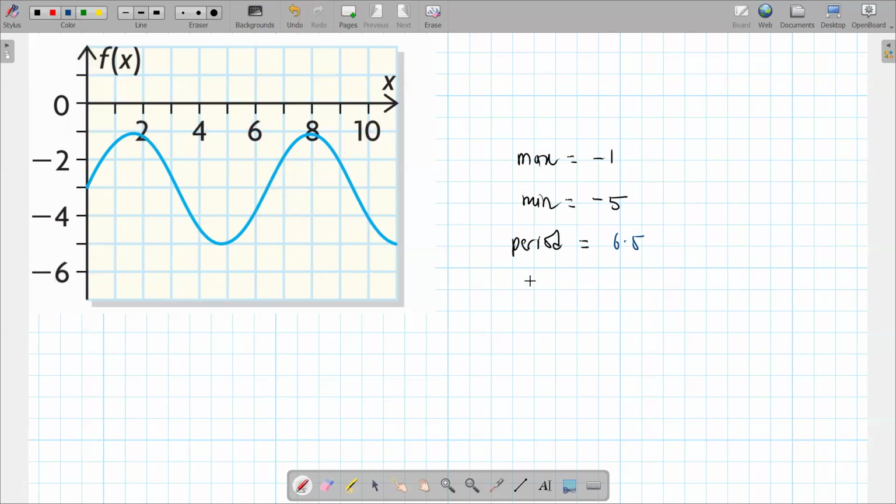What's the midpoint? You can use your maximum and your minimum to see the midpoint as well. It's -3. Midpoint is simply you add two numbers up and you divide by 2. So the midpoint is -3. Cool? So the midpoint is right here.